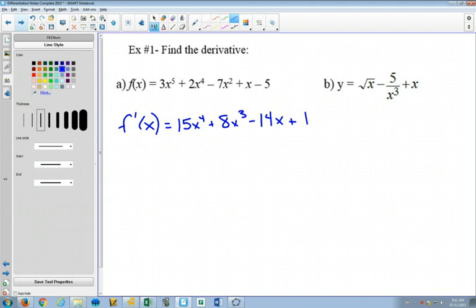So whenever you have like 5x, the derivative will just be 5. 7x, the derivative will just be 7. And then the constant at the end, the derivative will be 0, so you don't have to write anything.